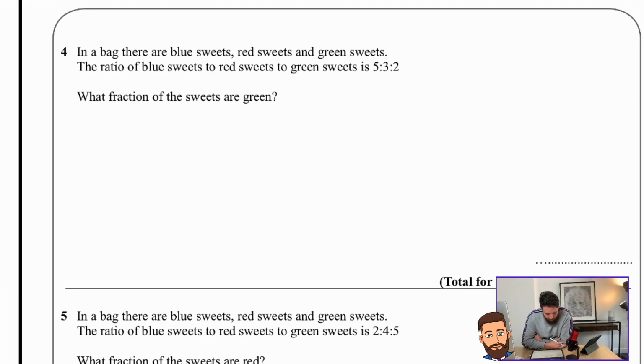In a bag, there are blue sweets, red sweets, and green sweets. The ratio of blue sweets to red sweets to green sweets is 5 to 3 to 2. So this here looks a lot more difficult, but it's exactly the same. There are just 3 parts to the ratio rather than the 2 parts we've been looking at. So again, same system. We've got blue to red to green.